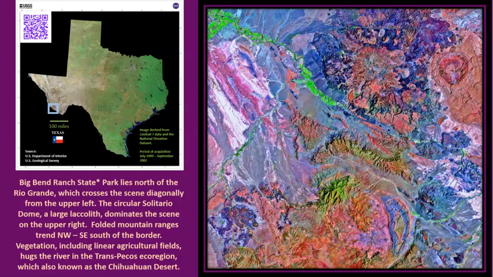Big Bend Ranch State Park lies north of the Rio Grande, which crosses the image in the diagonal direction shown here. The circular Solitario Dome within Big Bend Ranch State Park is a geologic structure called a laccolith. It features a central peak and basin surrounded by outwardly dipping sedimentary rock layers.